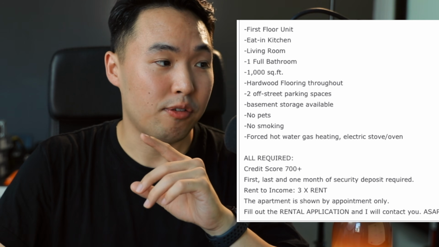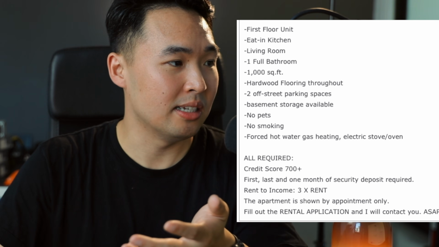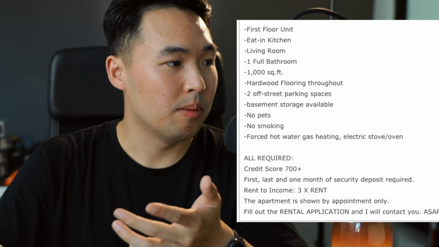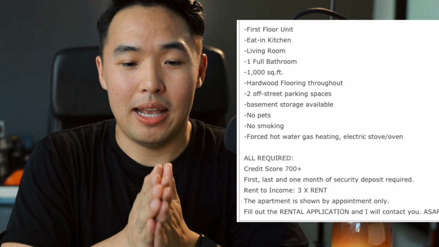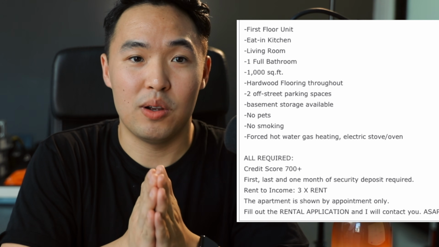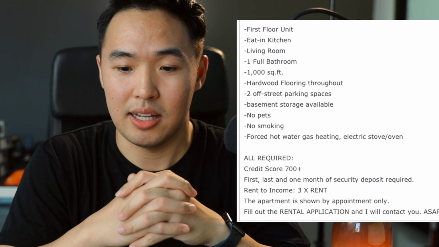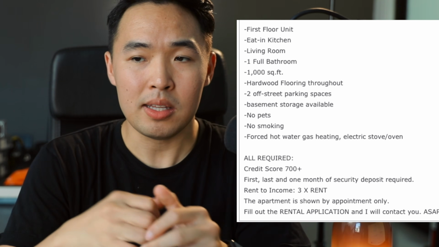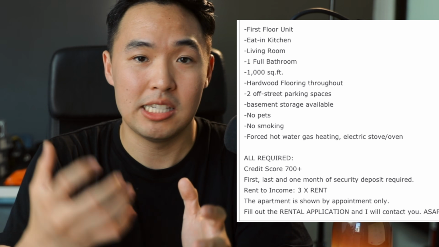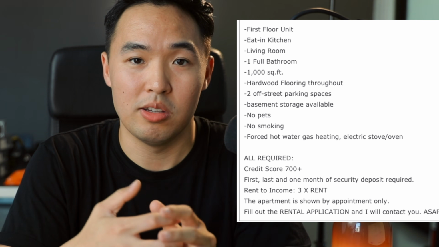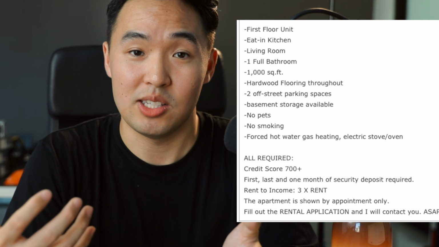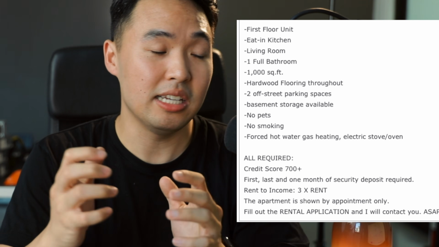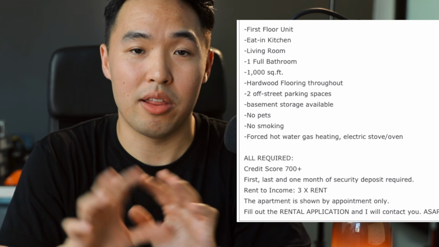So two off-street parking, that's really important to a lot of tenants as well. Basement storage. I do not allow pets in my property, because pets are very difficult to deal with, especially if you have a gigantic dog. They might pee in the house, mess up walls, scratch up the walls, especially if a tenant does not take care of the pets well. That could lead to a lot of big problems. So for me, I'd just rather not deal with it.